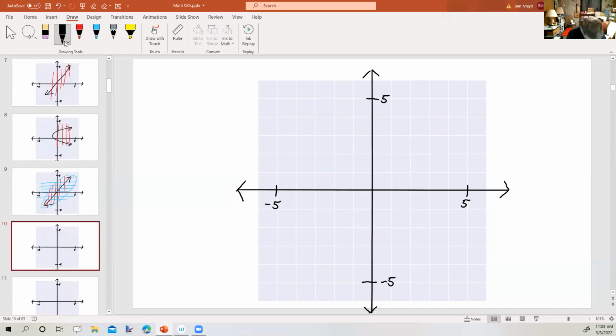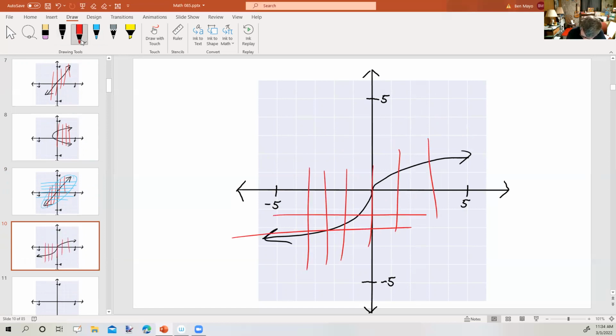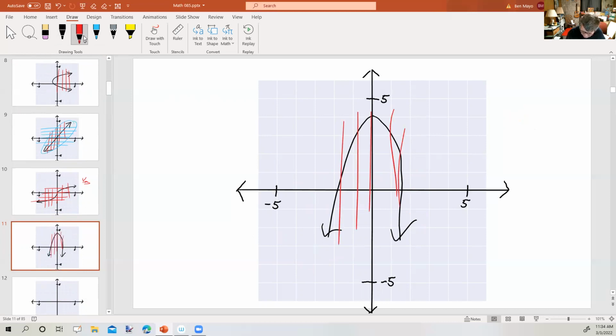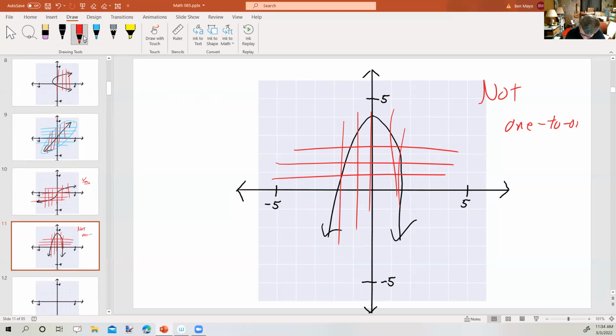Let's see here. Is this a one-to-one function? Well, it passes the vertical line test and the horizontal line test. So yes, it is. Let's see here. Is this a one-to-one function? It passes the vertical line test, but it fails the horizontal line test. So not one-to-one.